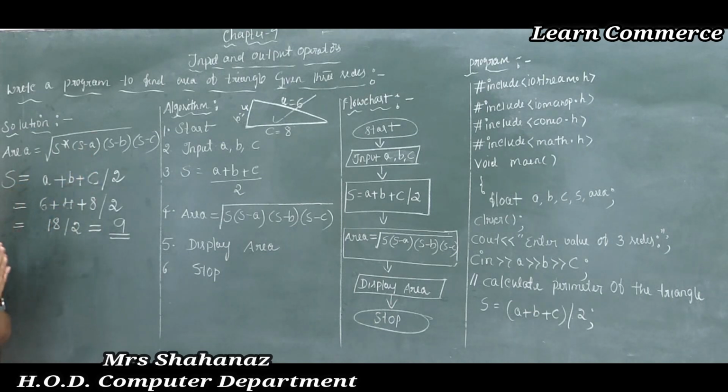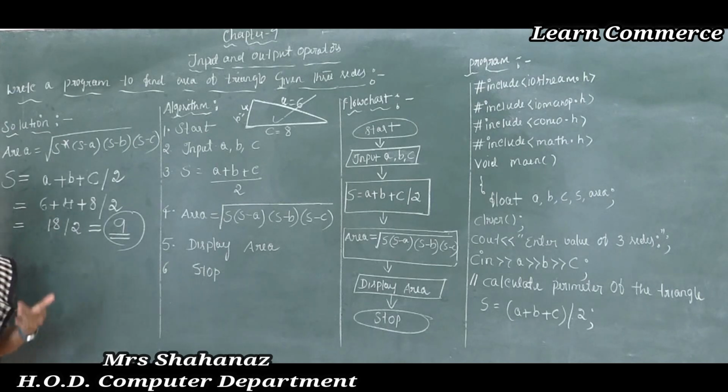So what's the meaning of the s, the semi-parameter? We know the semi-parameter formula: s = (a + b + c) divided by 2. That means we need to give some value to the variables a, b and c. So a is equal to 6, b is 4 and c is equal to 8 here, and such values are going to be divided by 2. Now when you add all those values, the value will be 18 by 2. That means we can say that the s value is equal to 9.